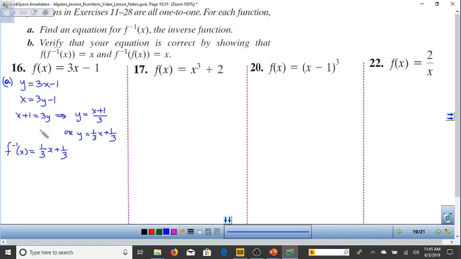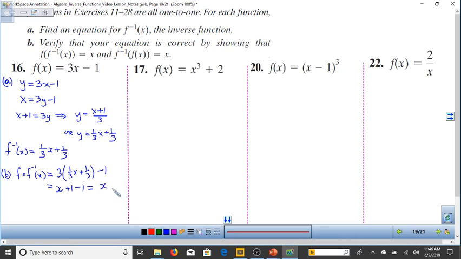Very simple. 4 steps. Write y in place of the name of the function. Switch x and y, solve for y, rename the function with the y f inverse of x. Now let's verify that this is the inverse of the function. We're going to do f of f inverse of x first. So we're going to substitute f inverse of x into f of x. So that is 3 times 1/3 x plus 1/3 and then minus 1. When I distribute the 3, I get 1/3 x times 3 is x, 1/3 times 3 is 1, and then the minus 1, which gives you x.